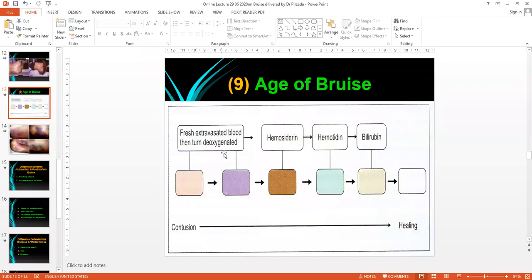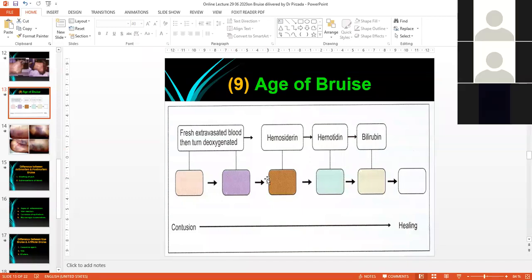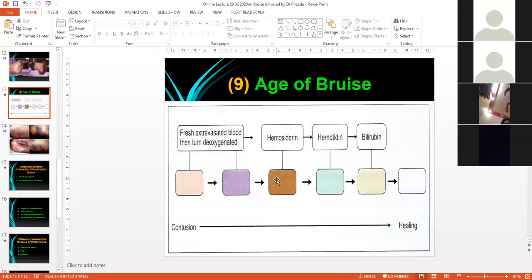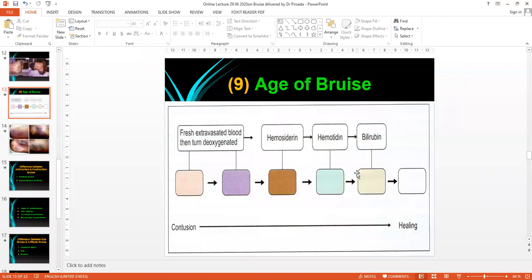But when deoxygenated blood comes into the tissue, it is purple or bluish in color, which is in about 1 to 3 hours. After 1 to 3 hours, in about 4 hours, the first pigment from hemoglobin is released, which we can call hemosiderin. Hemosiderin, released within 4 hours, gives a brownish blue color, and after 5 to 6 hours, now the hematoidin is released, which gives a green color.